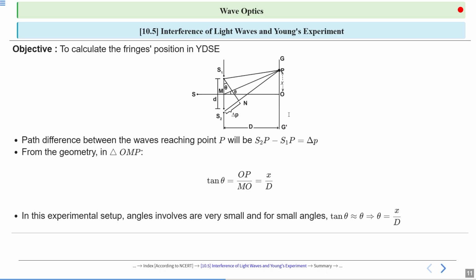In this experimental setup, the angles involved are very, very small, allowing us to make an approximation for small angles. Tan theta is approximately equal to theta itself. Therefore, we can simplify our equation to theta equals X upon capital D.